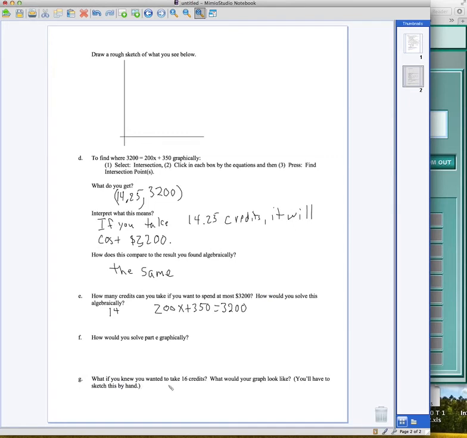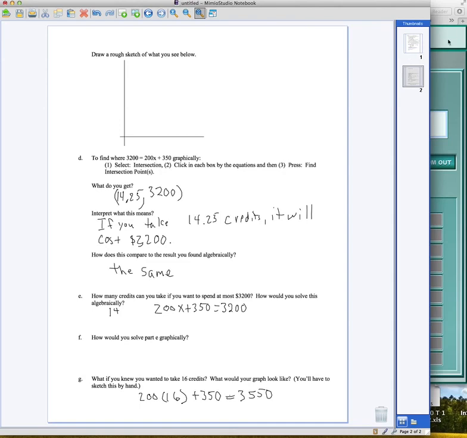What if you knew you wanted to take 16 credits? What would your graph look like? So what would my graph look like if you knew you wanted to take 16 credits? Well, I'll just figure out what that would cost me. And you take 200 times 16 plus 350 and see what that equals. And you get 3,550.